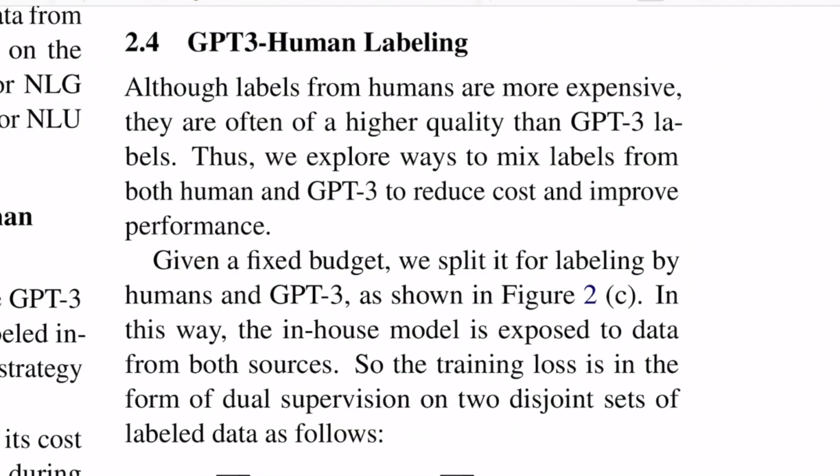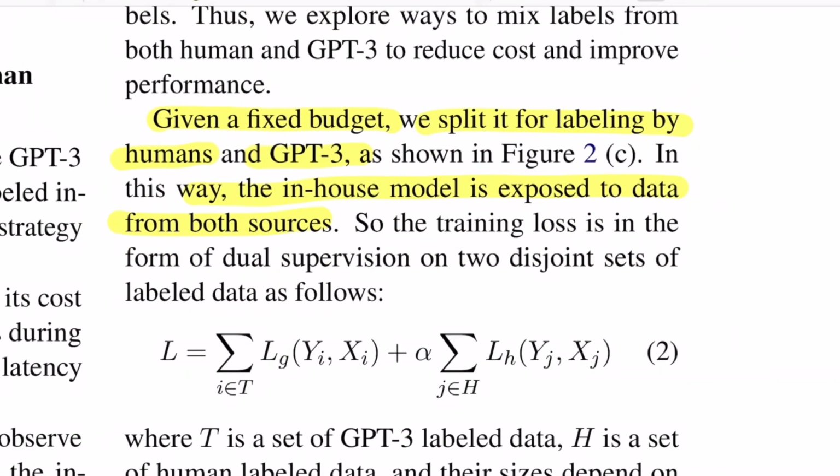So similarly, it will go for human labeling. Now talking about the third case, which is GPT-3 and human labeling, we saw a bridge-like structure, right? You have a document, it goes through humans and some go through GPT-3, and finally you create a dataset by merging both of them. So under this, the idea is, given a fixed budget, we split it for labeling by humans and GPT-3. In this way, the in-house model is exposed to the data from both the sources. So now the training loss that you have forms a dual supervision from both the sets. So this is from GPT and this is from humans.